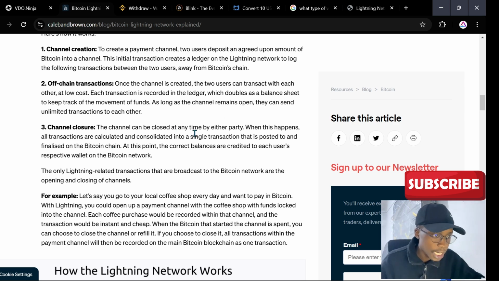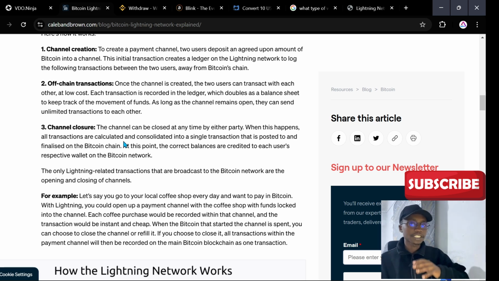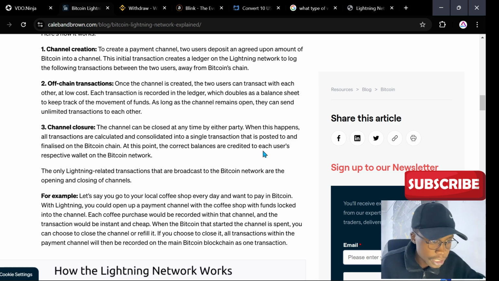The channel can be closed at any time by either party. When this happens, all transactions are calculated. Each and every transaction that you have done between you and the other user, or between one party and another, they are calculated and consolidated. It's like they are settled into one single transaction that is posted to and finalized into the Bitcoin chain. At this point, the correct balances are credited to each other's respective wallet on the Bitcoin network.